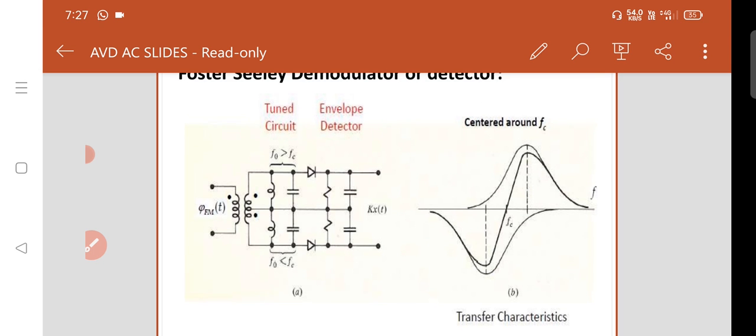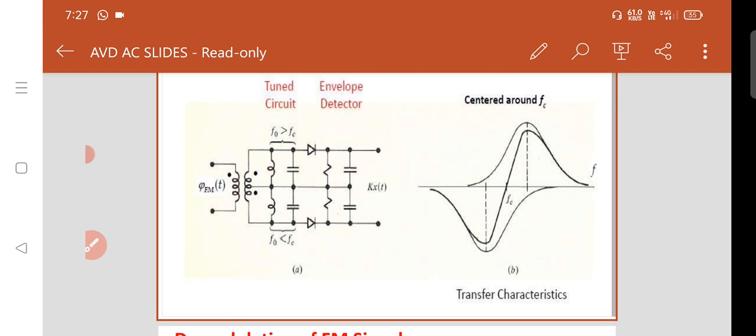detects the above-carrier-frequency amplitude levels, and the lower envelope detector detects the corresponding message signal for the below-carrier-frequency signals. This is about the Foster-Seeley demodulator.